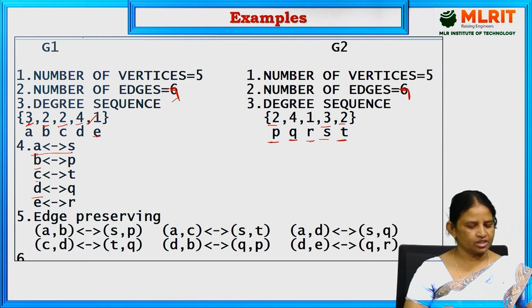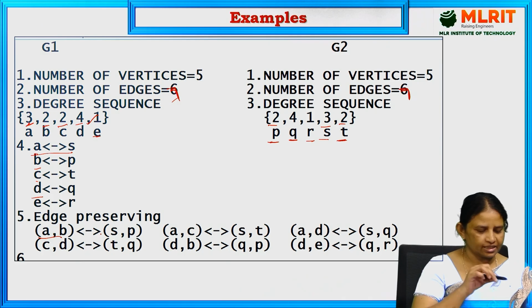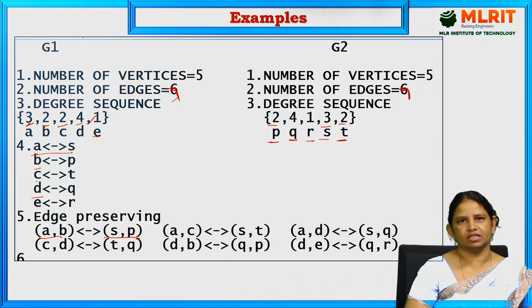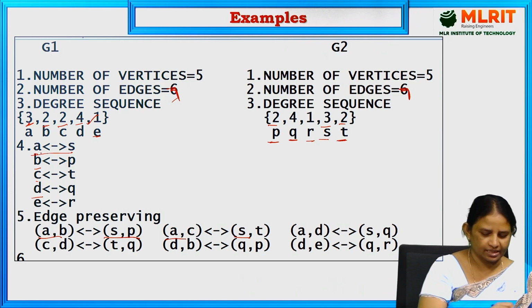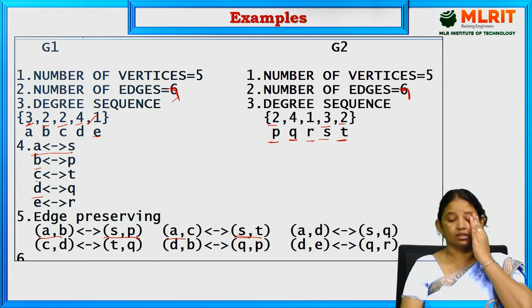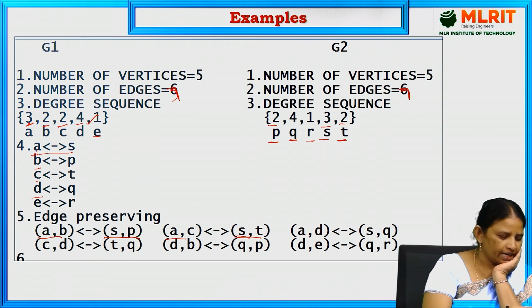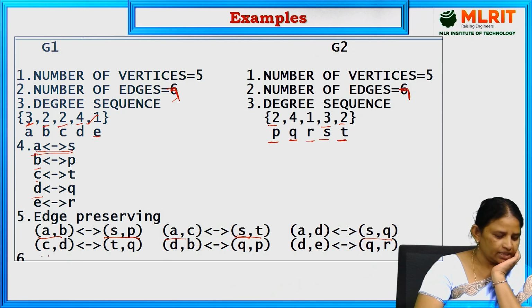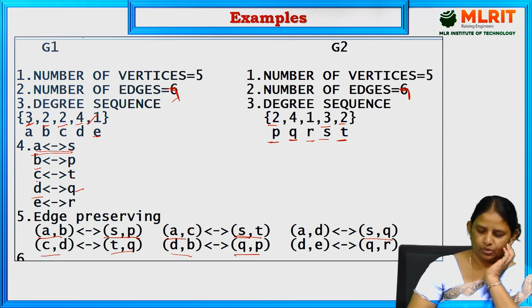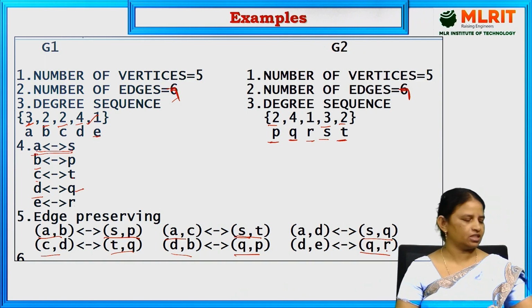Next, edge preserving means A to B edge is present in the first graph, S to P is present in the second graph. A to C, S to T. A is represented as S and C is represented as T. A to C is S to T. Next, A to D. A is represented as S, D is represented as Q, S, Q. Next, C, D, T, Q, D, B, Q, P, D, E. D is Q, E is R, Q, R. So, this is the edge preserving.